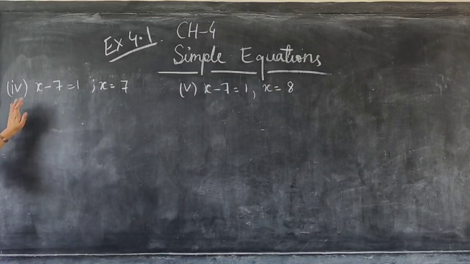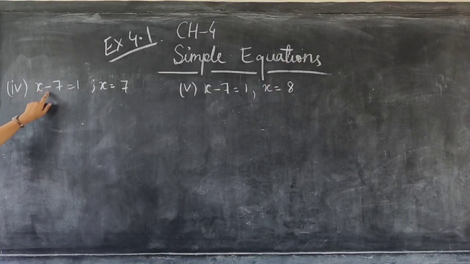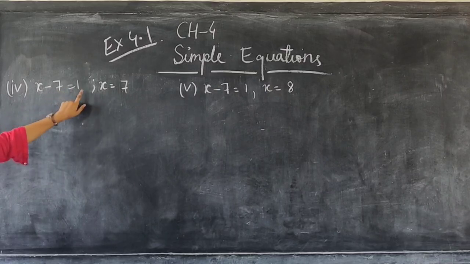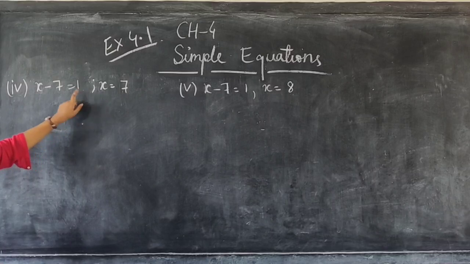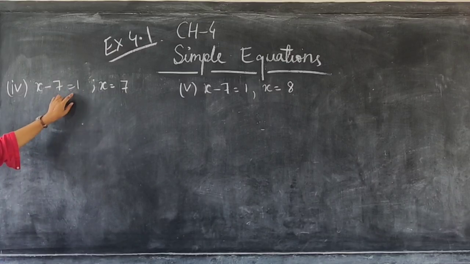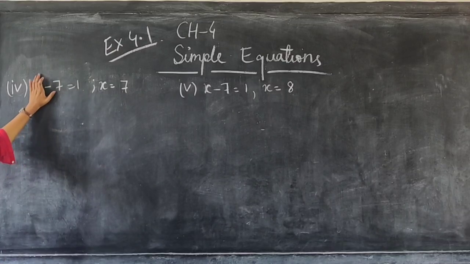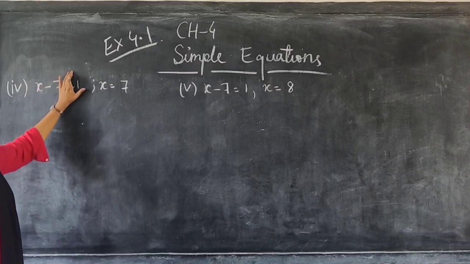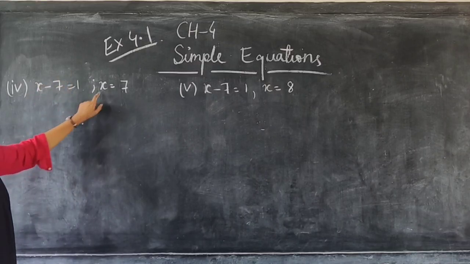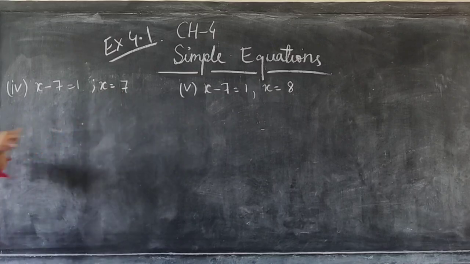Question number 4. What is the equation? X minus 7 equals 1. So there is one left hand side, there is one right hand side, there is one equals to sign. Now we have to find if this is a correct equation. What do you mean by correct equation? It means that your left hand side should be equal to your right hand side. So here the value of x is 7.